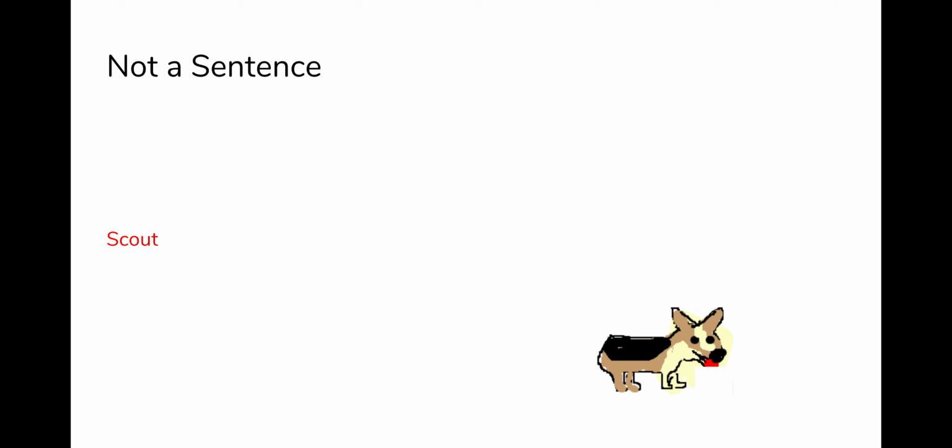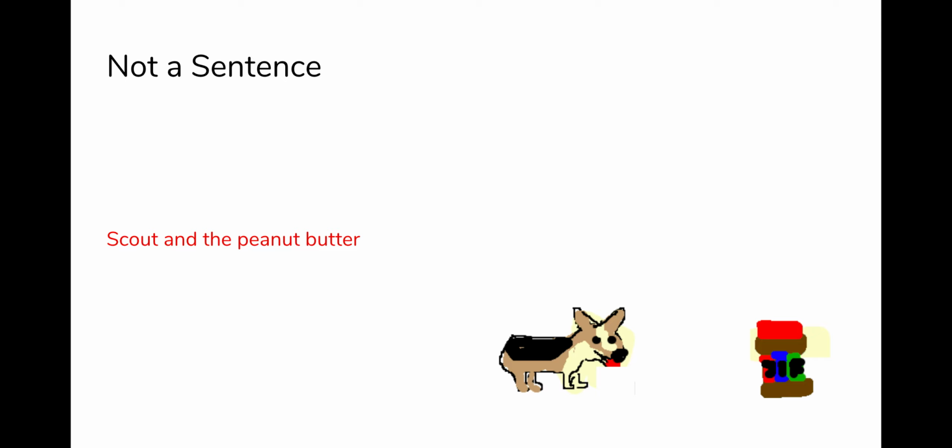So not a sentence. Obviously, just one word by itself cannot be a sentence because you need a subject and a predicate. 2 subjects together, Scout and the peanut butter, not a sentence. We don't have a verb. They're just doing nothing. That's not a sentence.